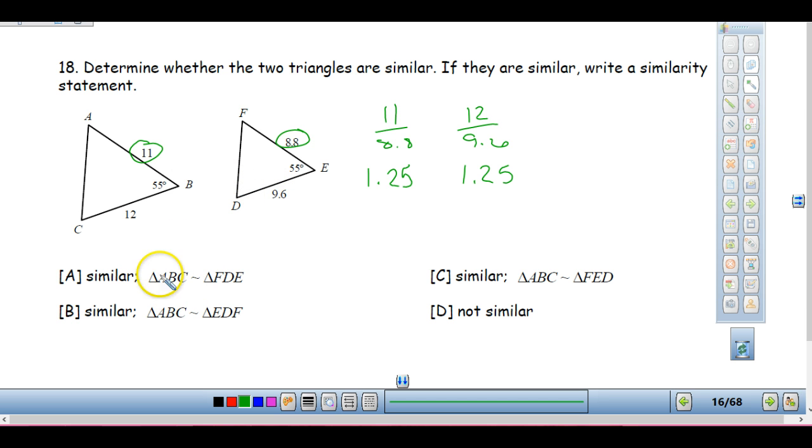Now we have to look at the similarity statements. A goes with F, so that could be either A or C. B is out. We know they're similar, so D is out. B goes with E, and this one B goes with D, so that one's out. So it has to be C is going to be our correct answer for that one.